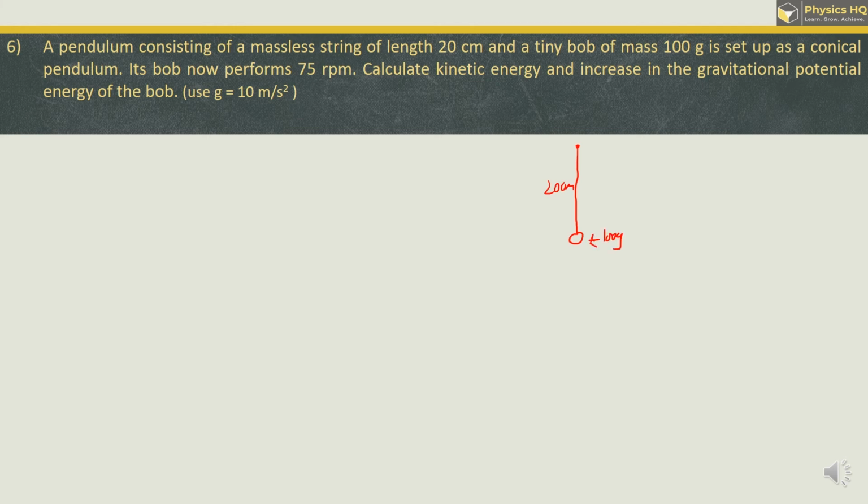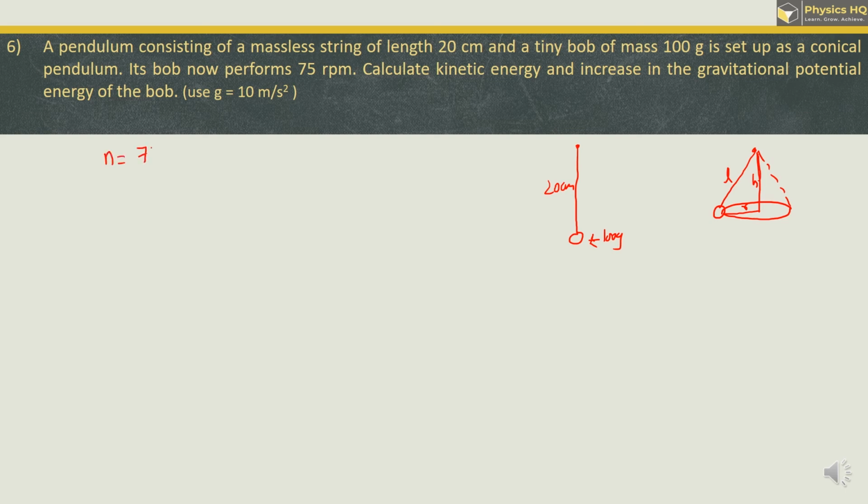Now it is going around in the form of this conical pendulum, so it is forming a cone over here. Let us say this is the height, this is the radius, and this is the length. First of all, how many revolutions is it performing? It is 75 revolutions per minute.